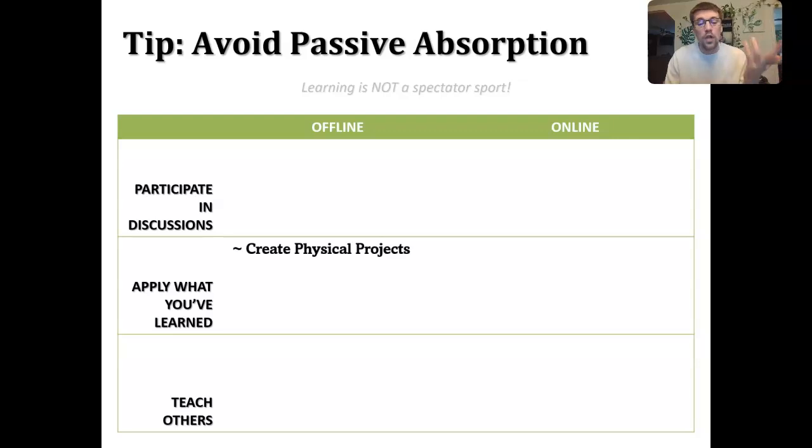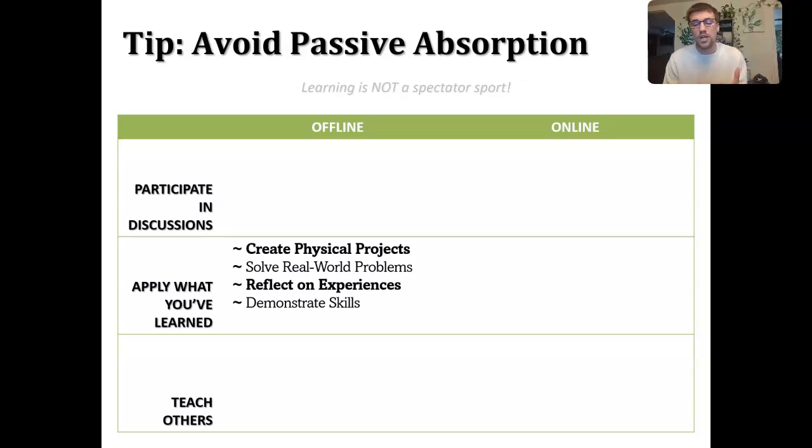To apply what you've learned, you should create physical projects. Offline, you can solve real world problems. So like in the classroom, you can do some fun things, right? Where you can apply what you've learned. If they give you an option between writing a paper and making something, maybe making something is more active. You should reflect on your experiences. Guys, learning is part action and part reflection, so we can't avoid that part. You should actively demonstrate your skills. So if you're asked to do something that shows a skill, make sure you do so.